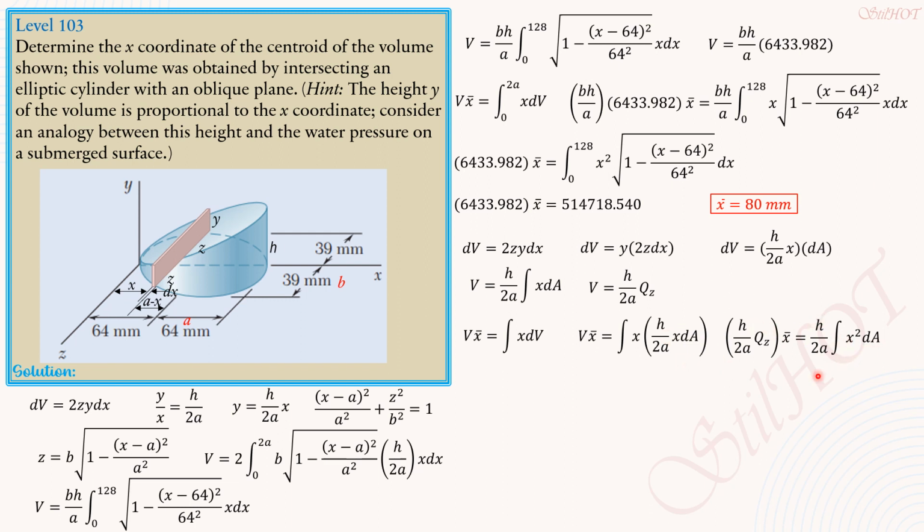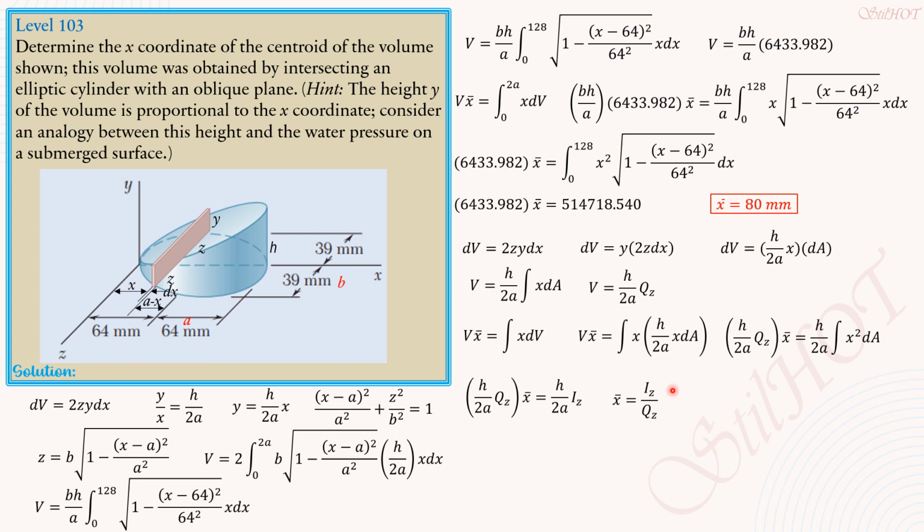Cancel out h over 2a, and we note that integral of x squared dA is the second moment of area, which is the moment of inertia of this projected area on the xz plane, the ellipse, with respect to the z-axis. So h over 2a Qz x-bar equals h over 2a integral of x squared dA, which is Iz. Cancel out h over 2a, so x-bar is Iz over Qz.